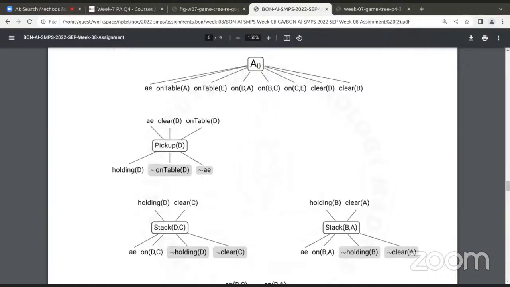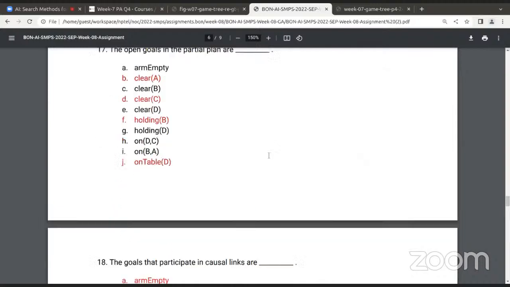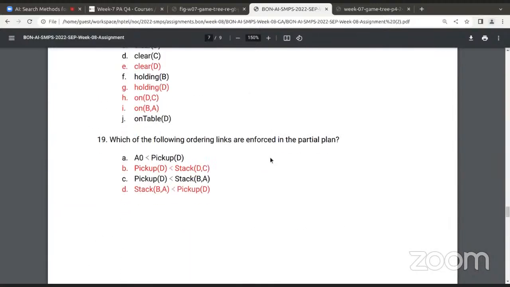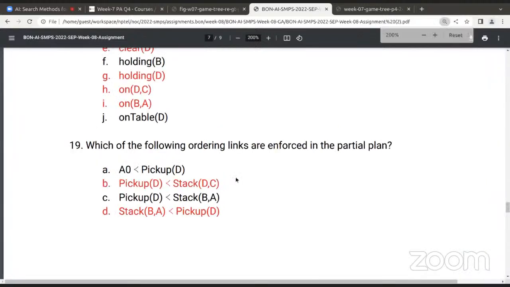And one more thing, how do you know whether it is a less than or greater than? Can you come down to question number 19? 19, yeah, this one. Okay. So this is not a greater than or less than symbol.